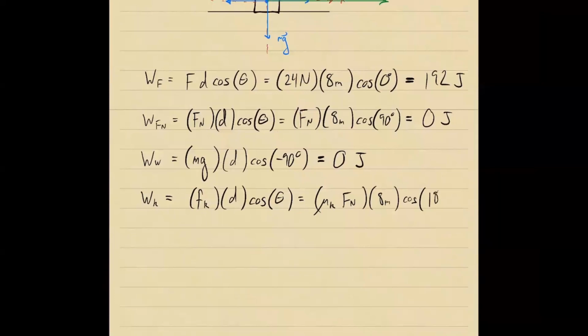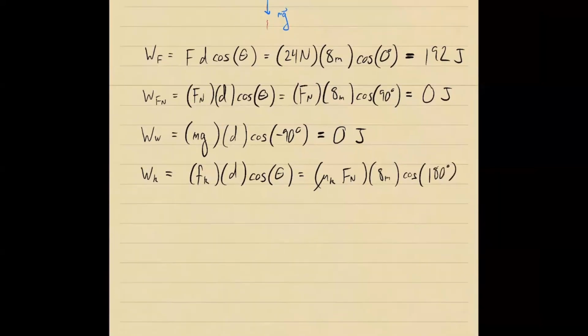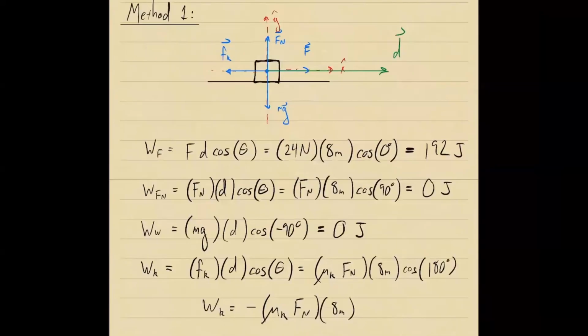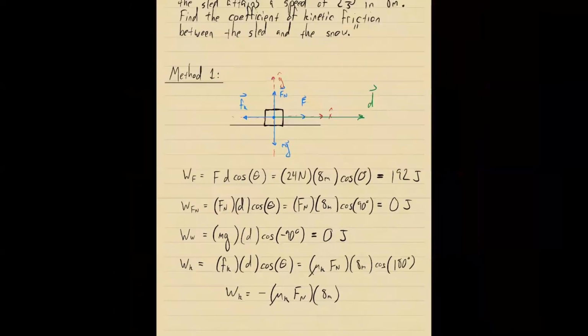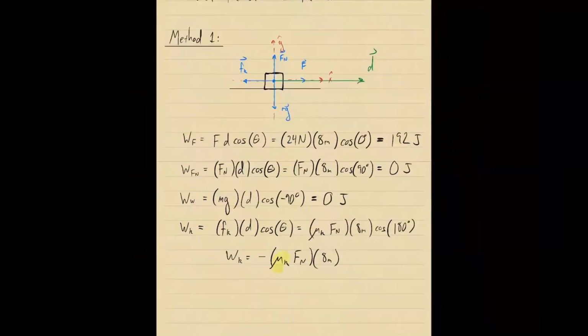So this is 180 degrees. And so the work done by the kinetic frictional force is just going to be minus the coefficient of kinetic friction times the normal force, right, times 8 meters. So again, in this problem, we're trying to find the coefficient of kinetic friction between the sled and the snow. So really, we're trying to find this coefficient mu sub k here, right?